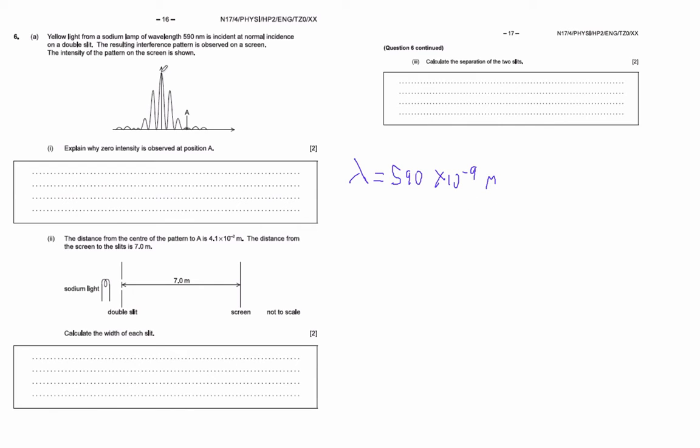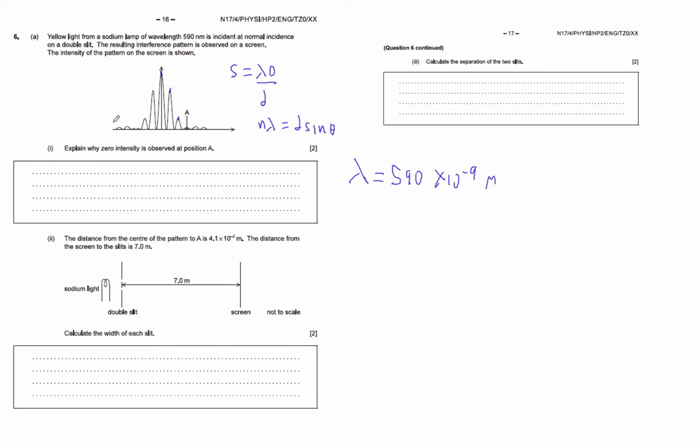So these are the maxima here. This separation here on the screen, that S is lambda D over d, right? Where d is the slit separation, D is the distance to the screen. Or for more careful work, n lambda is d sine theta. That is due to the separation of the slits.